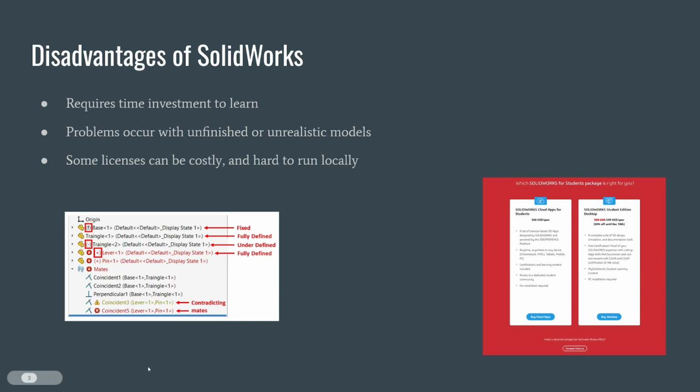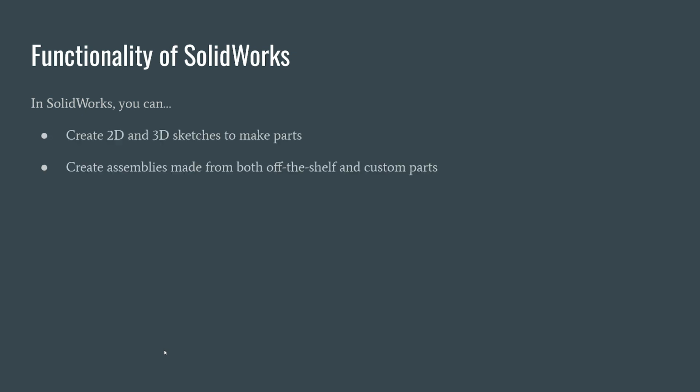Now that I've gone over that, let's talk about some basic aspects of using SolidWorks and what you can do with it. The main two capabilities of SolidWorks that are most essential for creating a robot design are sketching new parts and creating assemblies of parts.